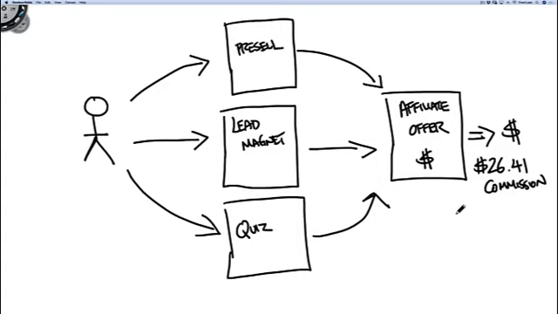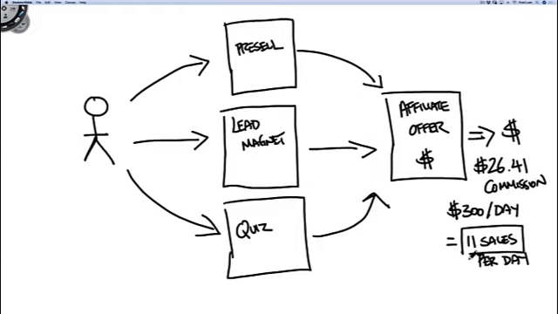So in order for you to actually generate $300 per day, that means that you simply just need 300 divided by 26.41. You basically need around 11 sales a day in order for you to generate $300 a day. So now we got our goal of 11 sales per day.